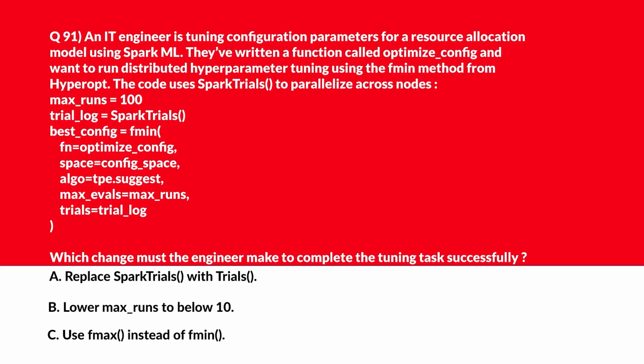All right, now let's look at this question. This is all about the change. What should we do to complete the tuning task? Option E says replace Spark trials function with trials, which is this one. So trials is required, that is trial function is required when running locally without Spark based parallelism. Let's keep it for now.